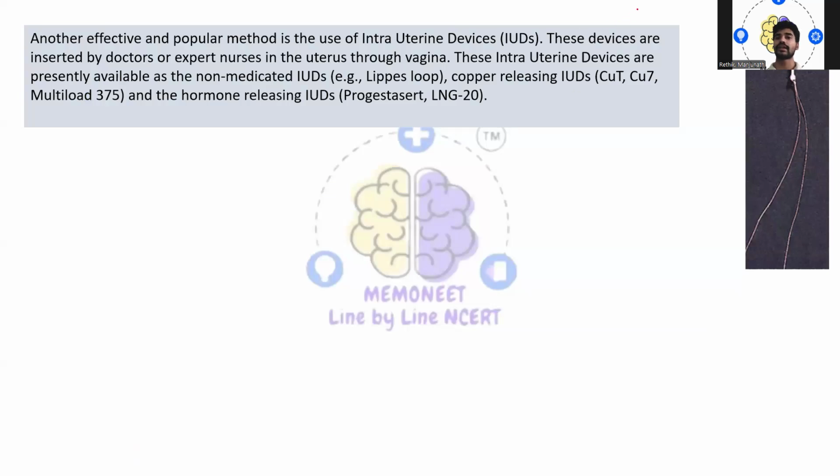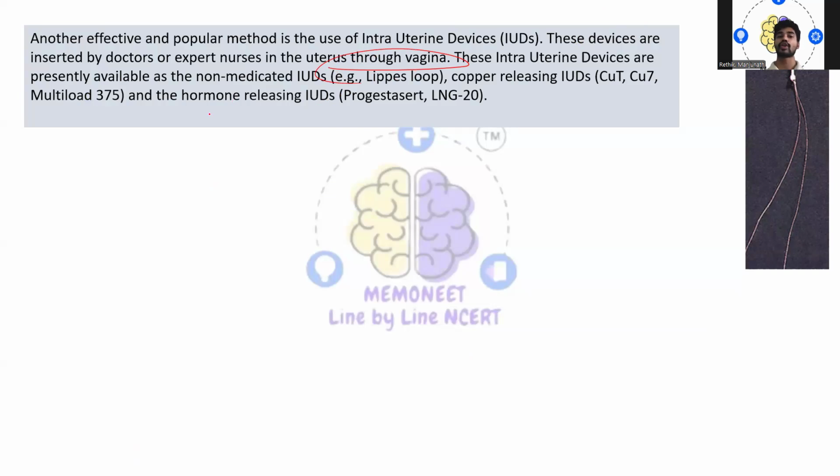IUDs are nothing but intrauterine devices, which are a very effective and popular method. These devices are normally inserted by a professional doctor or an expert nurse. They are inserted into the uterus through the vagina. This is one point.